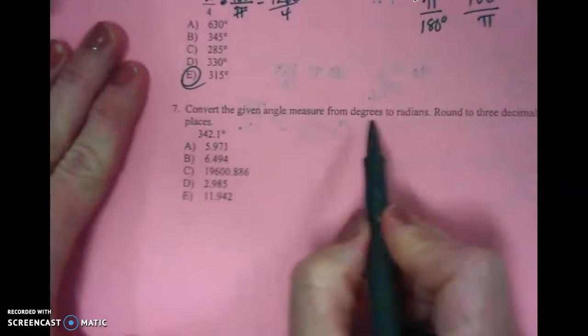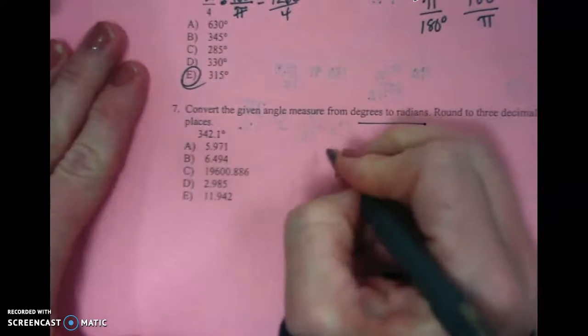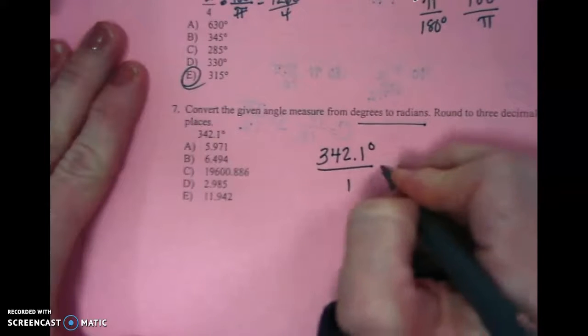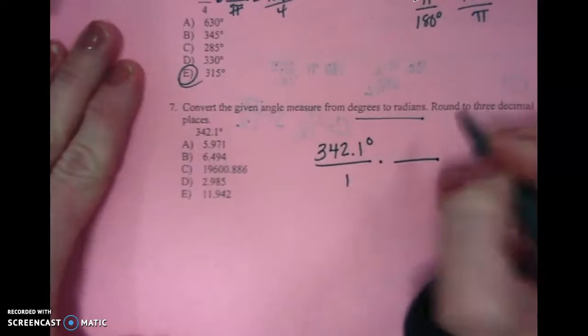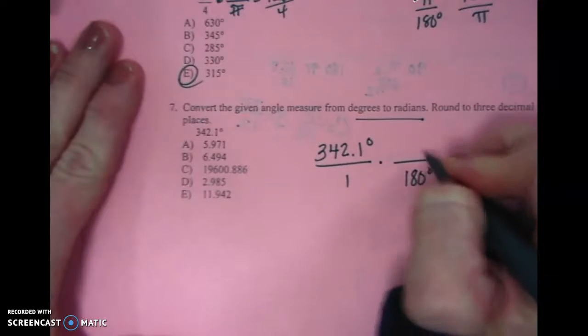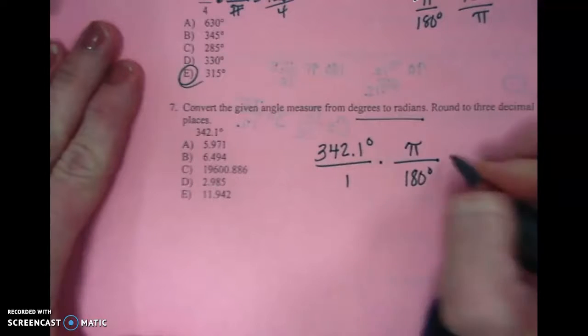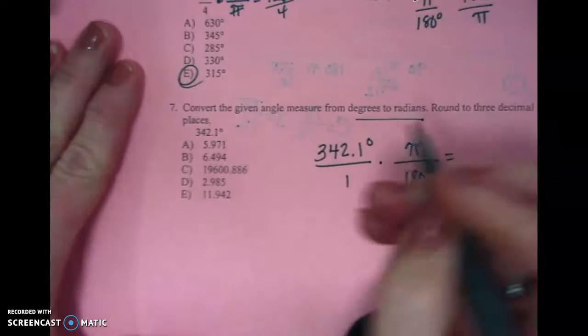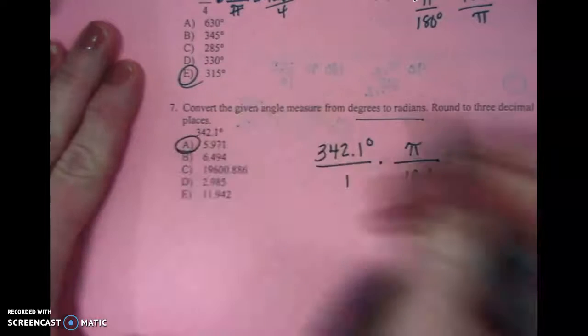Convert now from degrees to radians. So we have 342.1 degrees. I want degrees gone now, so degrees has to go on the bottom, pi on the top. So 342.1 times pi, then divided by 180 gives me 5.971.